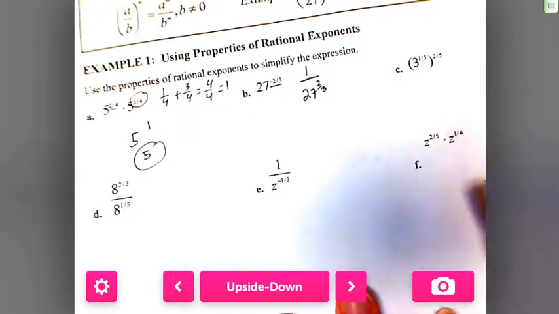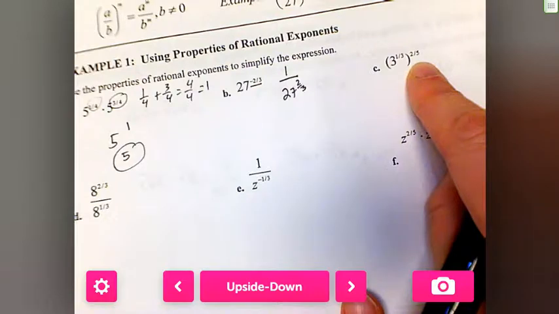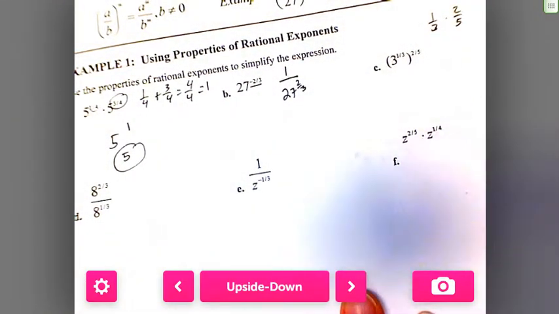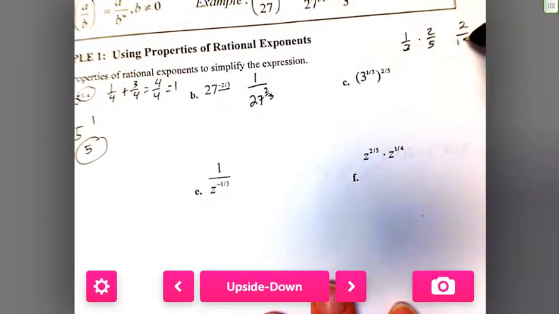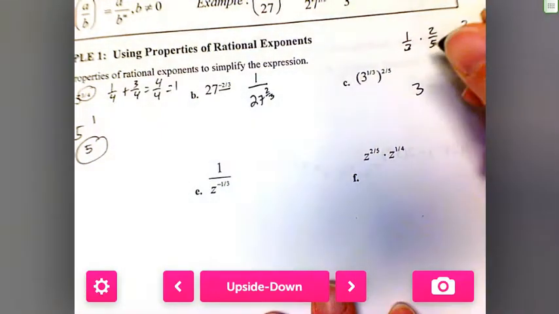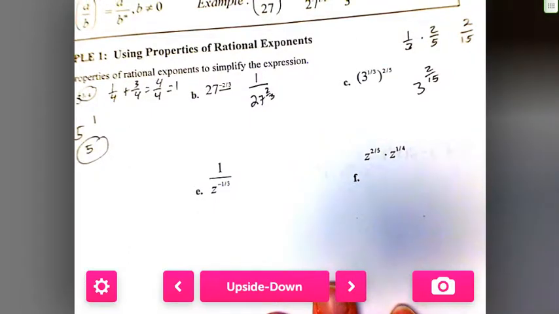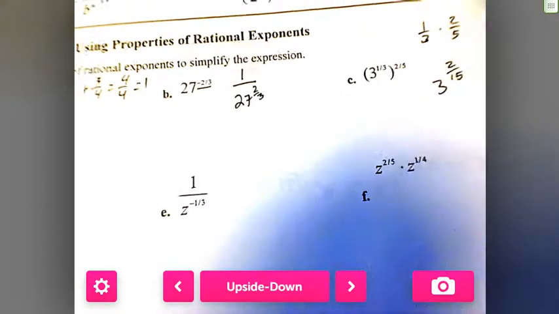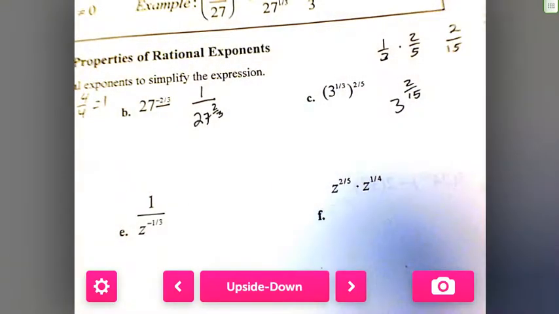Okay. We've got 3 to the 1/3 to the 2/5. That means we're multiplying them. We're going 1/3 times 2/5. 1 times 2 is 2. 3 times 5 is 15. So it's 3 to the 2/15. Okay. Questions so far? So you multiply the top one, 1 times 2 is 2. Yeah. 3 times 5 is 15. Yep.